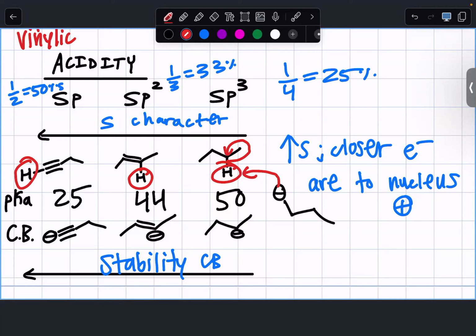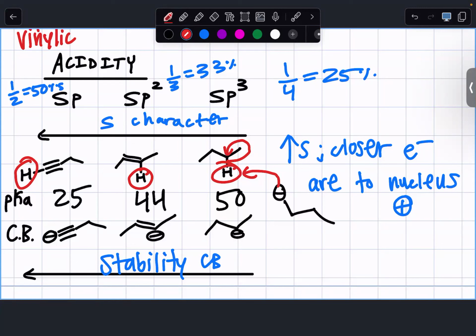In 118A, we figured out which one's the stronger acid by looking at the conjugate base. If the conjugate base is more stable, it came from a stronger acid. These are the conjugate bases of the alkane, alkene, and alkyne. When we determine their stability, we see that this is the most stable conjugate base because the negative charge here is on an sp carbon, which has the most s character. That means it's closest to the nucleus, which has a lot of positive charge. That's why it's more stable: the negative charge is stabilized by the closer nucleus.